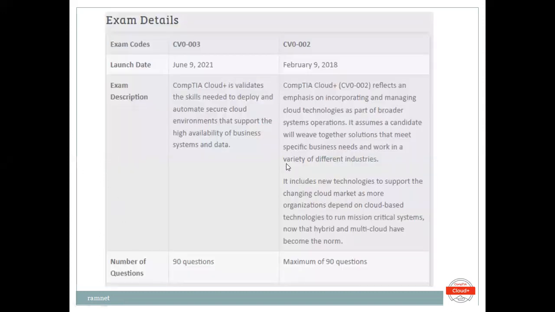Okay, and what are the exam codes? The current exam is CV003 and the old exam is CV002. Better you go for CV003 because that is available from 2021, maybe it came out 2 months before. 002 is from 2018. So you can go for this latest one.